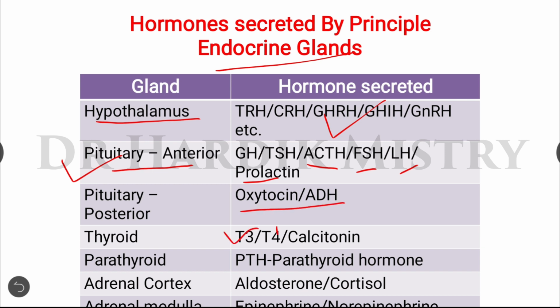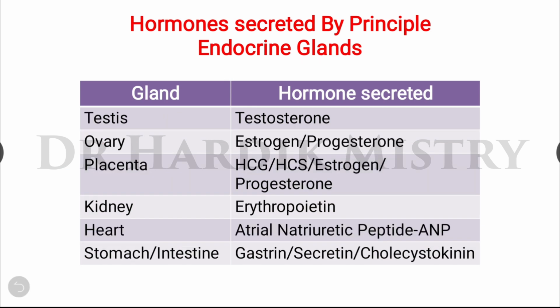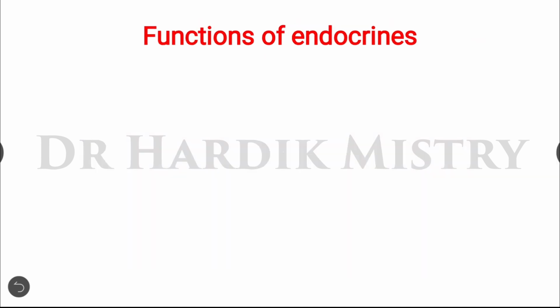Thyroid hormones: T3, T4 and calcitonin. Parathyroid hormone. Adrenal cortex: aldosterone and cortisol. And adrenal medulla secretes epinephrine and norepinephrine. Testis secretes testosterone. Ovary: estrogen and progesterone. Placenta: HCG, HCS, estrogen and progesterone. Kidney: erythropoietin. Heart: atrial natriuretic peptide, ANP. Stomach and intestine: gastrin, secretin, cholecystokinin. So these are all the hormones secreted by the principal endocrine glands.